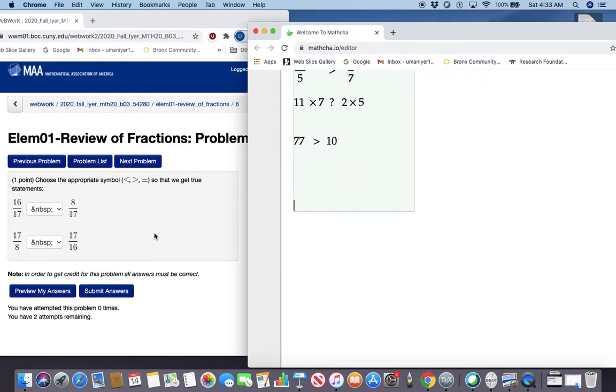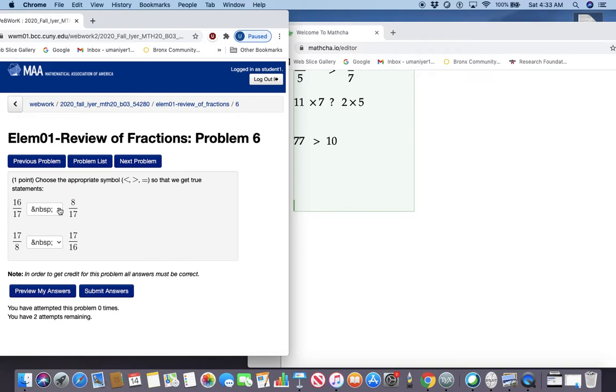Similar questions, but actually this is slightly different. When you have the same denominator, it's easier. Then I simply look at the numerator. How is 16 compared to 8? 16 is greater than 8, so I don't need to do this cross multiplication. When I have the same denominator, I simply look at the numerator.